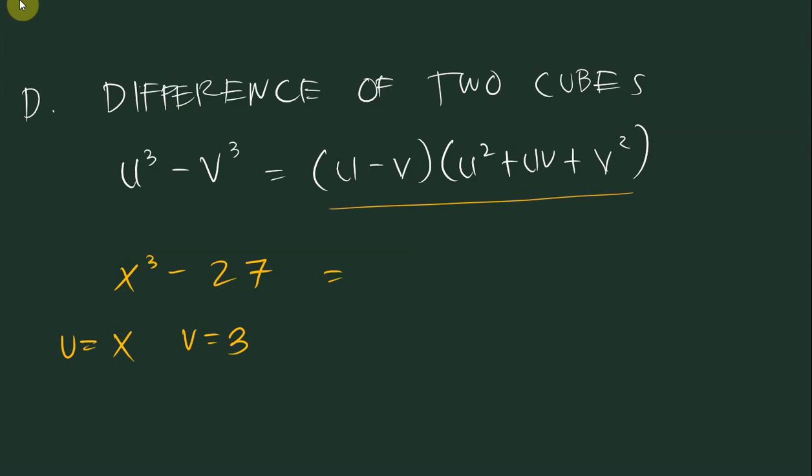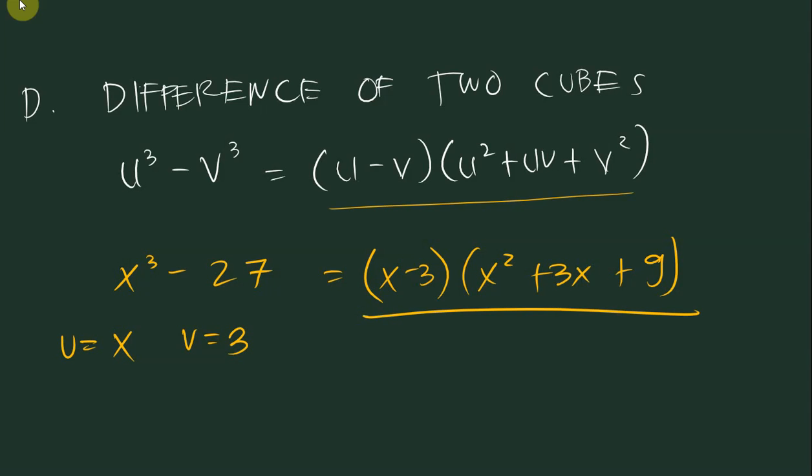So following this form, we get u minus v, that's x minus 3. And u squared is x squared, plus uv, that's 3x, plus v squared, that's 9. So these are the factors of this particular polynomial.